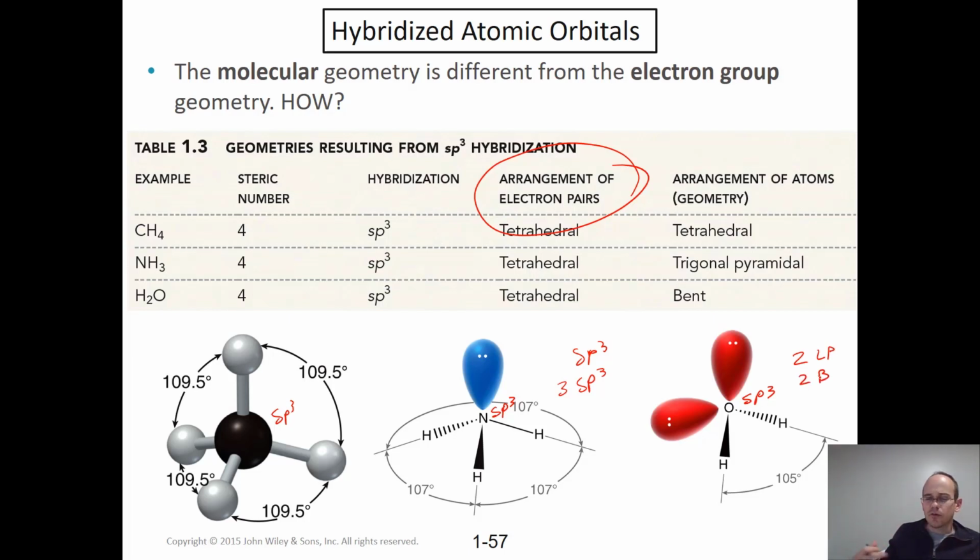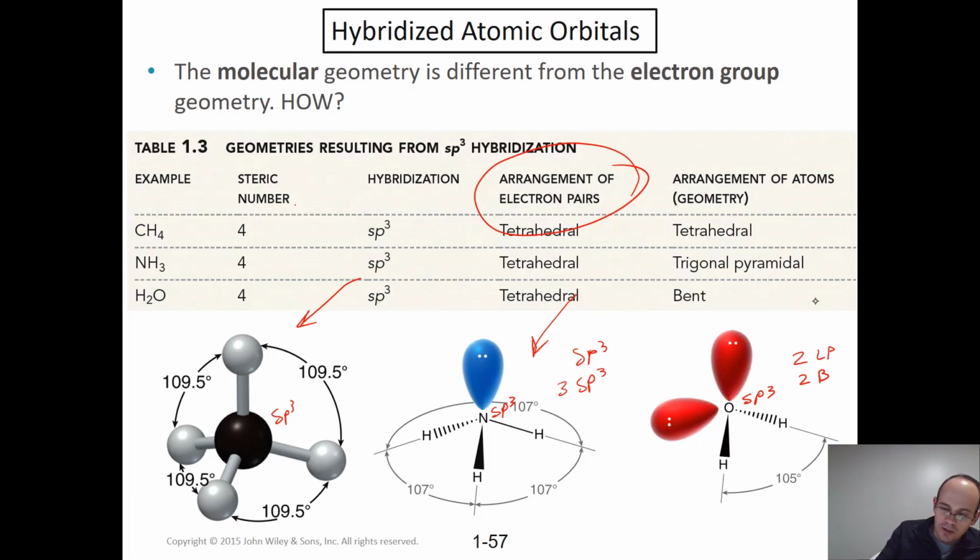And that means that even though they have the same arrangement of electron pairs, the same tetrahedral 109.5 degree arrangement of electron pairs, they have slightly different geometries. So we have names for these geometries, and that's what we went over on the last slide, where we were showing the shapes. This one we call tetrahedral, and this is tetrahedral. This is trigonal pyramidal, and this is bent.